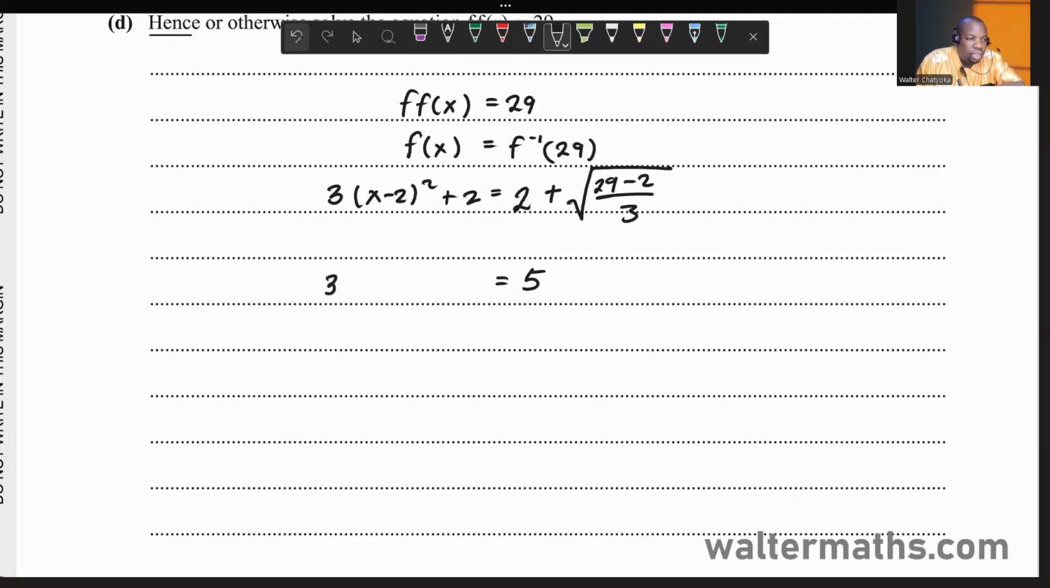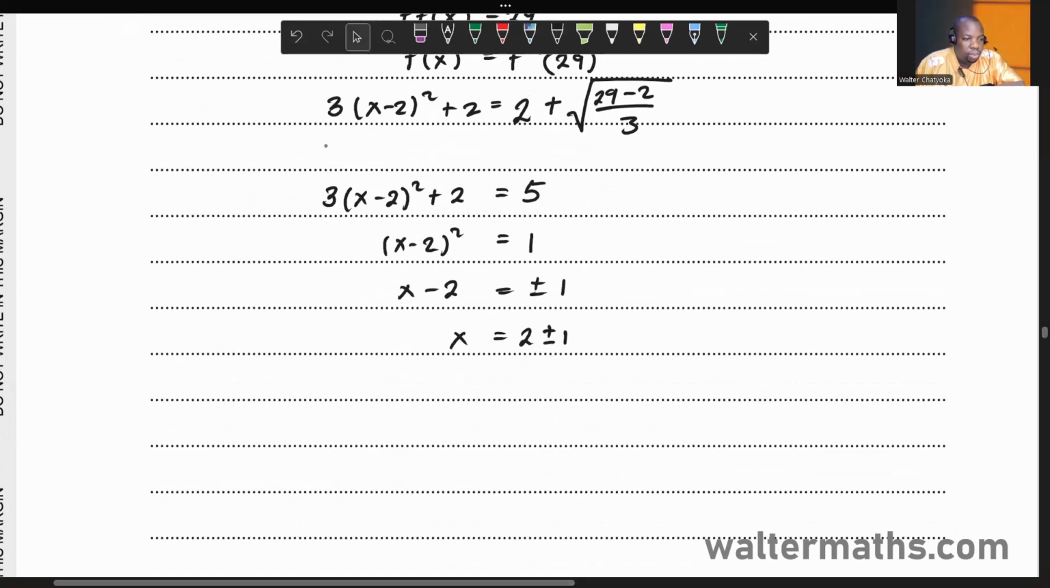And 3 of x minus 2 squared plus 2 is equal to this, all right? So that's x minus 2 squared is equal to 5 minus 2, 3. 3 over 3, 1. So we have a 1 here, which means that x minus 2, if we square both sides, we get plus or minus 1. So x is equal to 2 plus or minus 1. All right, so the possible values of x would be 2 minus 1, which is 1, or 2 plus 1, which is 3.